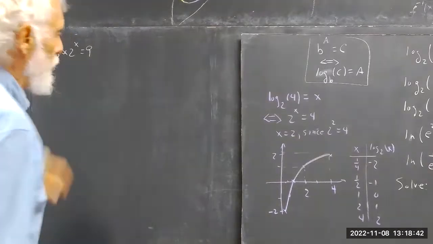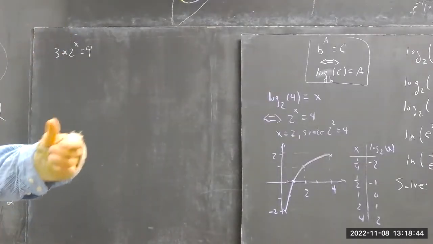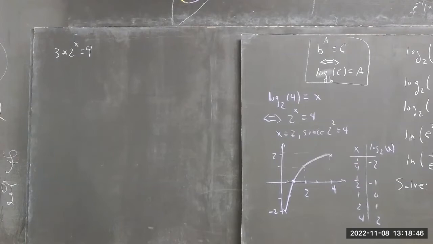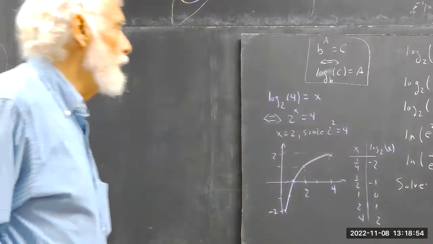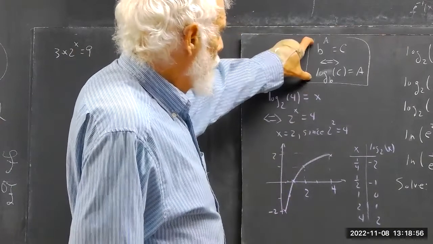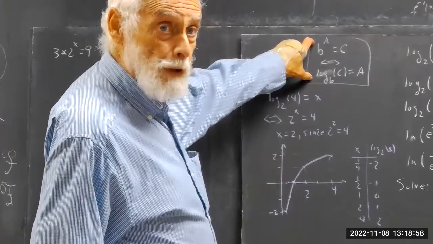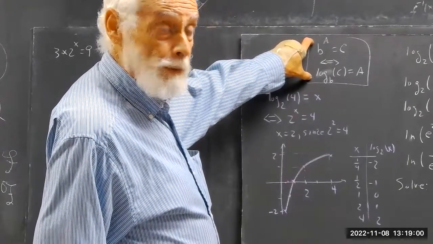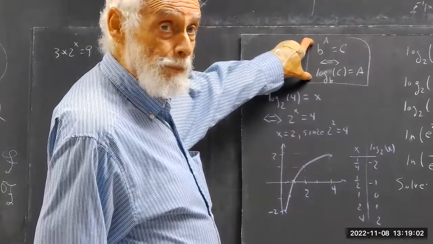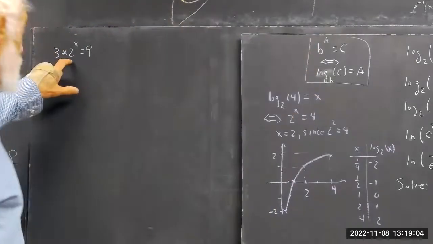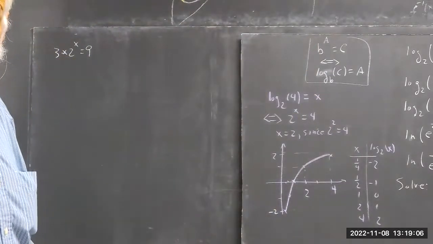Now, when we get into this, we still want to keep our tables in mind. We still want to keep some of the basic numbers in mind, but we have 3 times 2 to the x equals 9. We want to use the inverse function relationships. We want to use this conversion, but we can't yet because this isn't in that form.